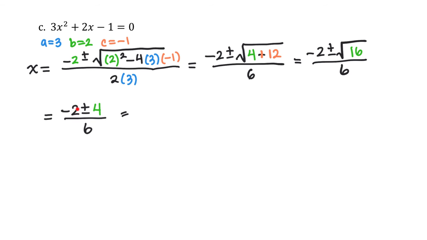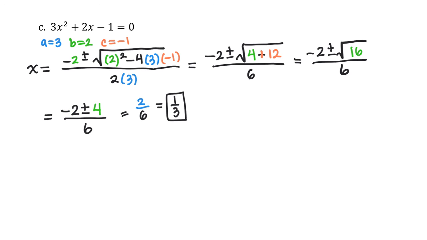If I do negative 2 plus 4, negative 2 plus 4 is positive 2. And then I divide it by 6, which is going to be a fraction. I should simplify my fraction. 2 and 6 both divide by 2, so let me simplify it down to 1/3. So one of my answers is 1/3, but this is quadratic, so we know most of the time we get 2 answers. Okay, my second answer is negative 2 minus 4.